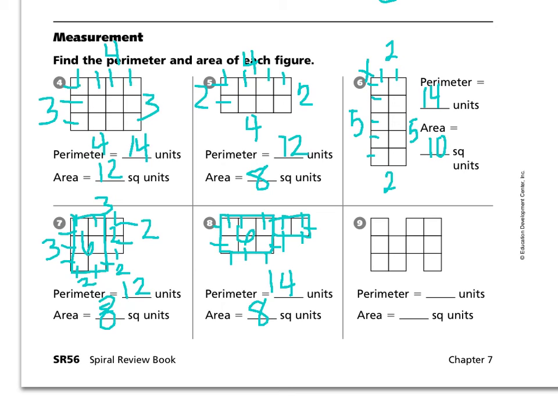Do the same thing for number 9. I have 1, 2, 3, and I know that this is going to be 3 over here. I have 1, 2, 3, 4, 5, 6 on this one, and I have 1, 2, 3, 4, 5, 6 up top. 6 plus 6 is 12, and then 3 plus 3 is another 6, so I have 18 for my perimeter. Now for the area, I can go through and count. I have 3 here, plus 2 more is going to be 5, plus 2 more is 7, plus 3 more is going to be 10.